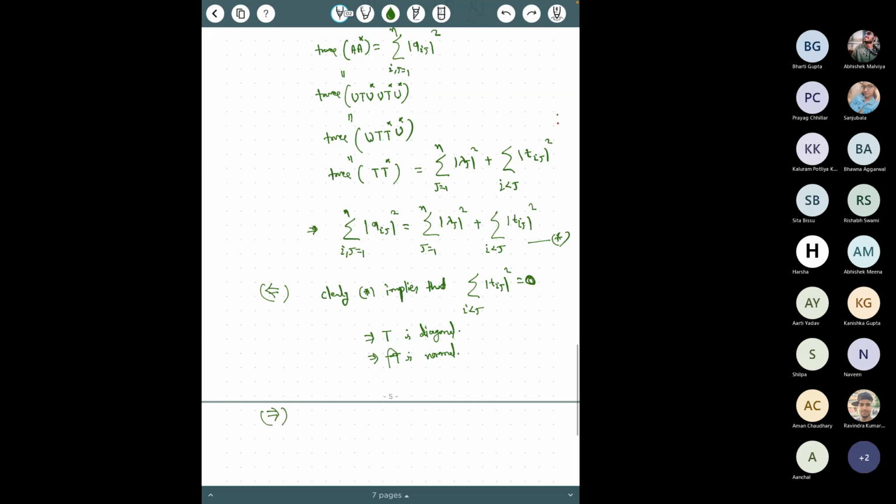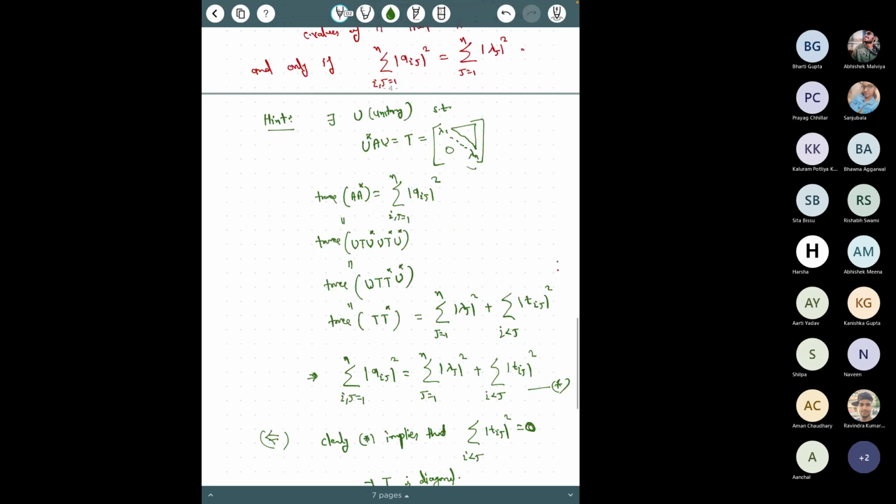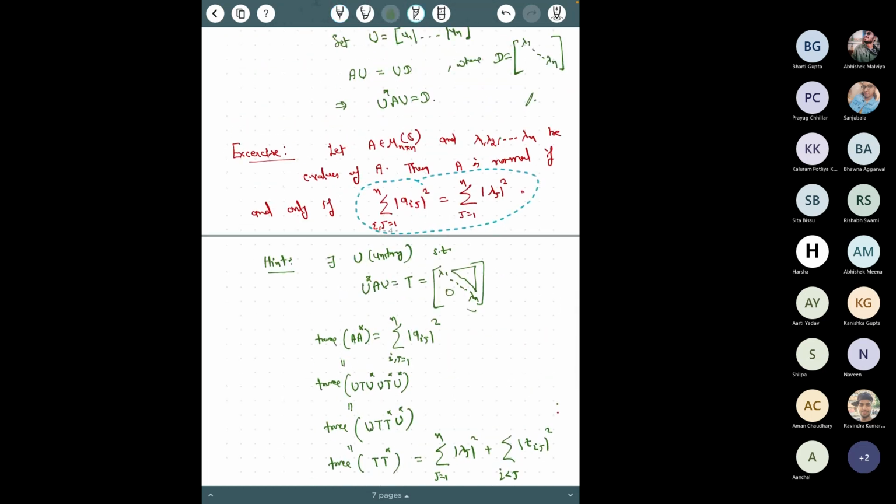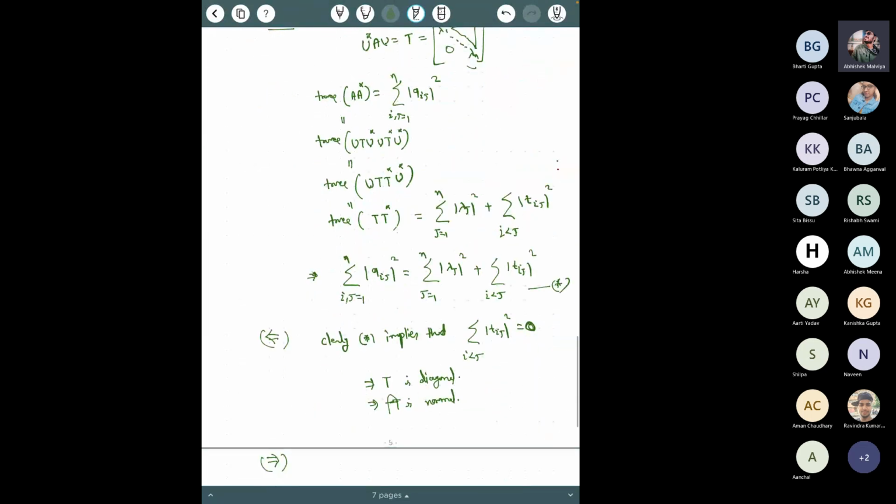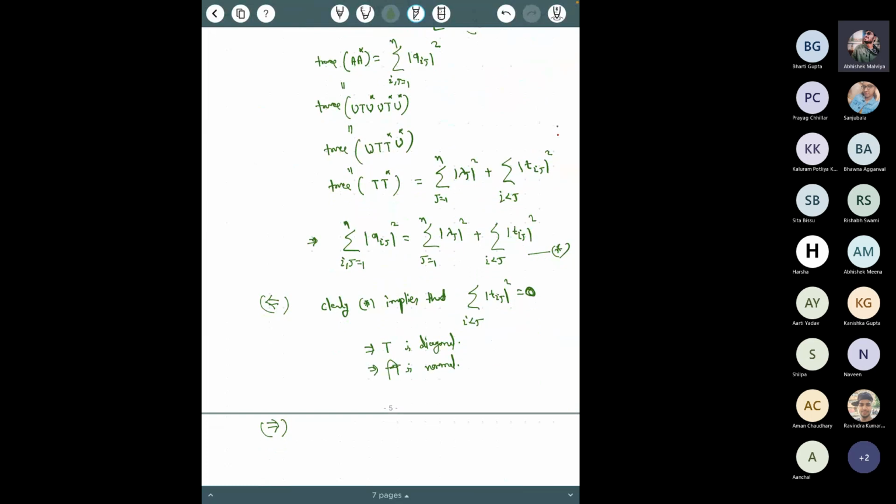Suppose that A is normal. Then can we say that this is true? Yes, sir. Why? Because we find U such that U star A U equals T, where T is diagonal. Then the trace of A and the trace of T will be the same. Right, that's why.